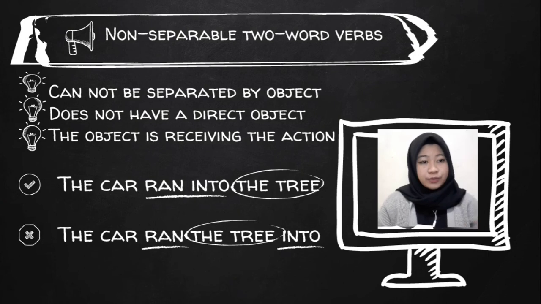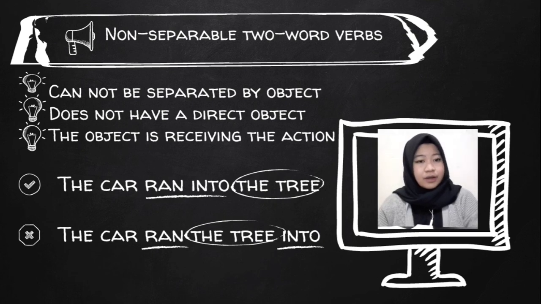Next, non-separable two-word verbs. The non-separable two-word verbs cannot be separated by object, and it never has a direct object because the object is receiving the action. The example, the car ran into the tree. Run into here is the two-word verb or phrasal verb, and the tree is the object. So the tree, which is the object, is receiving the action of the phrasal verb, which is run into.